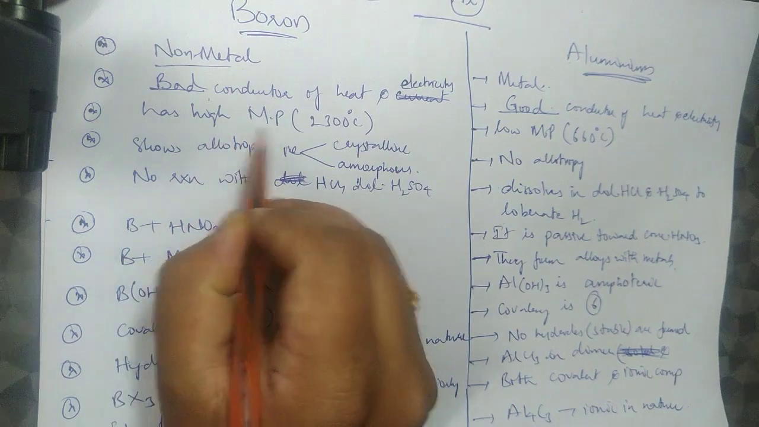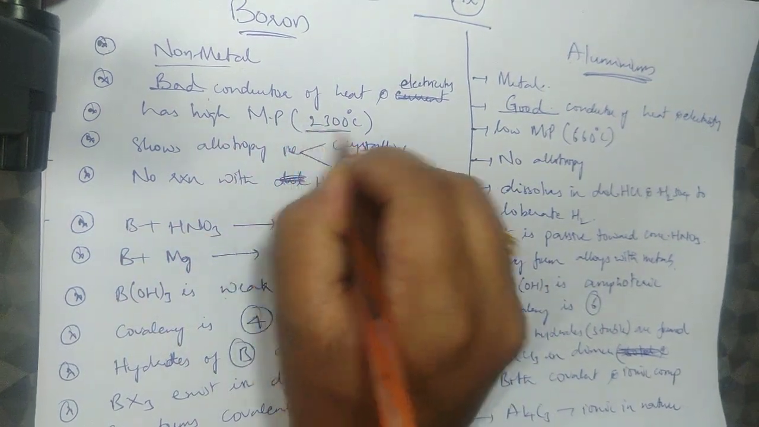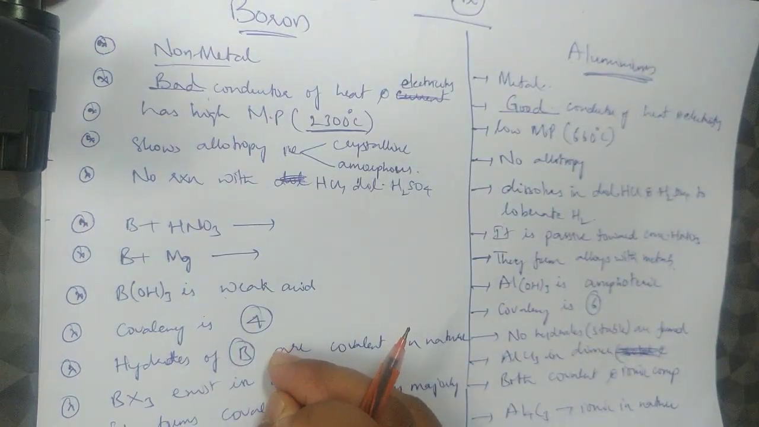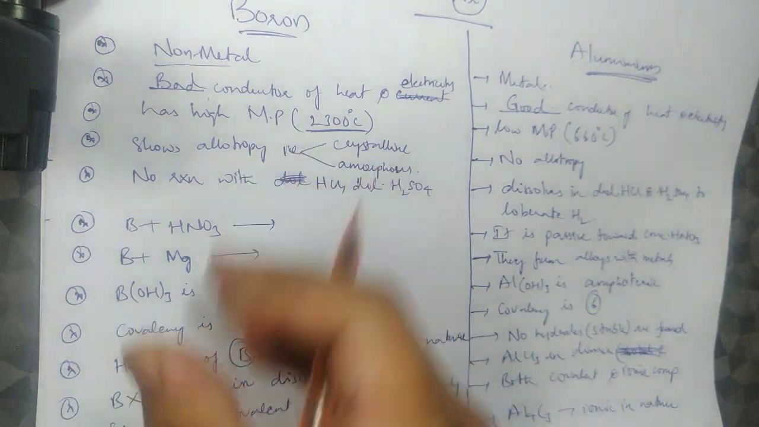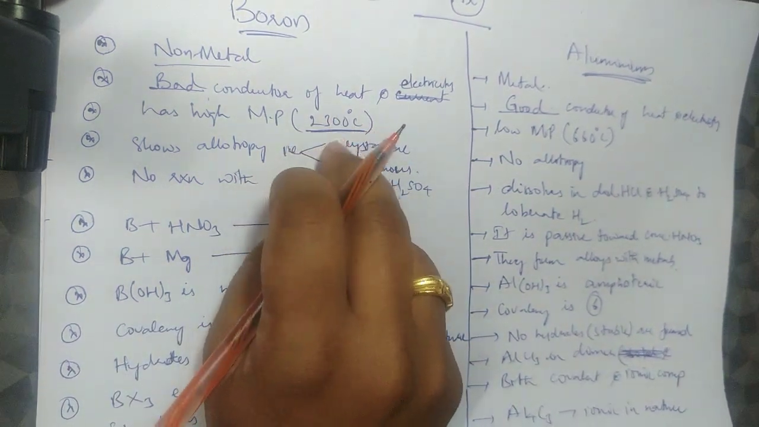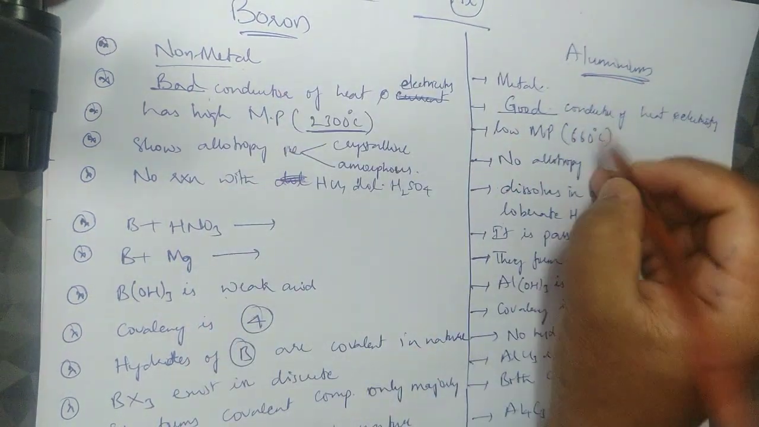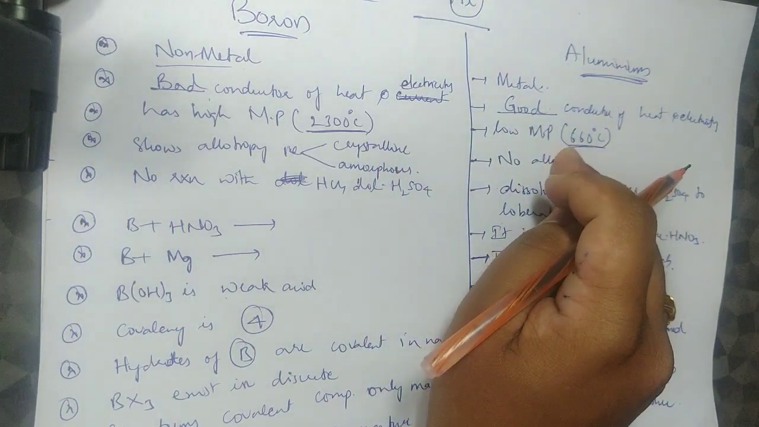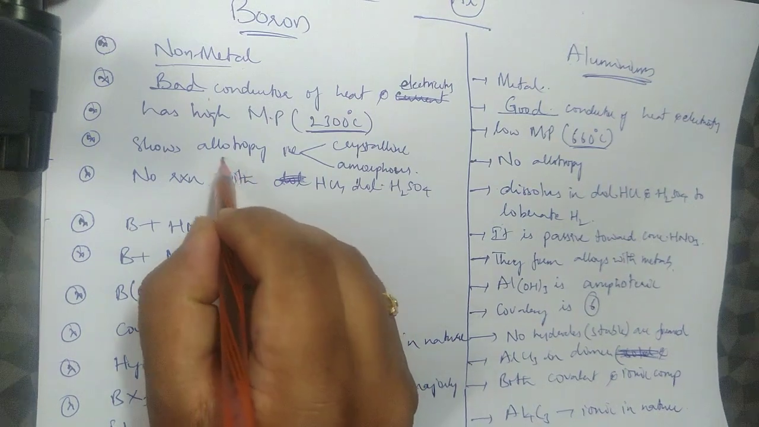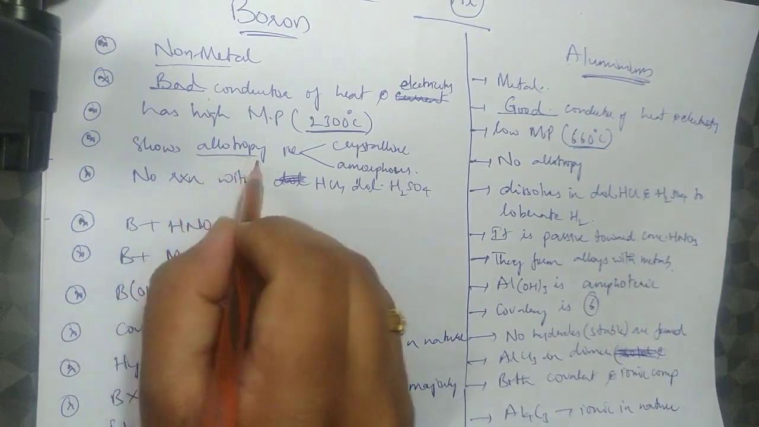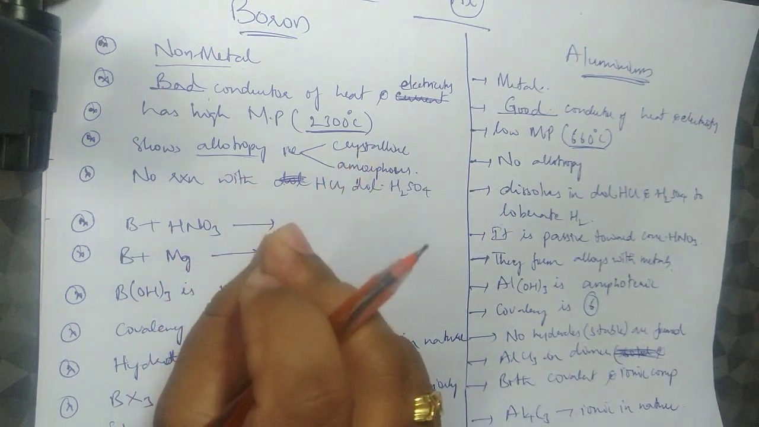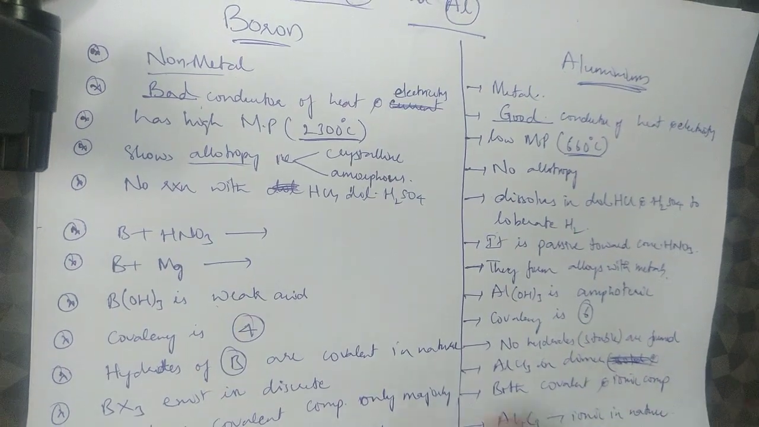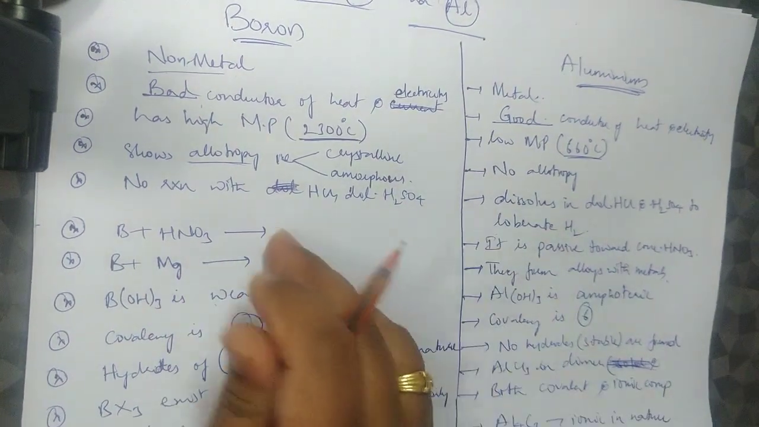Boron has a very high melting point, in fact 2300 degrees Celsius, very high out of all the elements in its family. On the other hand, aluminium has a very low melting point, completely opposite, a drastic change, only 600 degrees. And boron shows allotropy. What is the definition of allotropy? Elements having the same atomic number but existing in different forms. The same element existing in different forms.